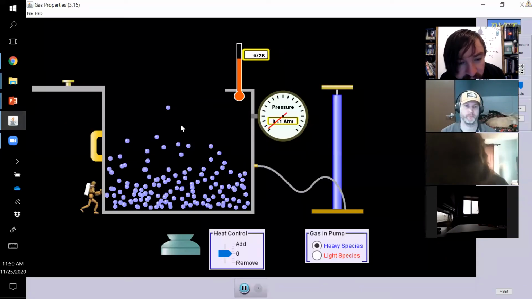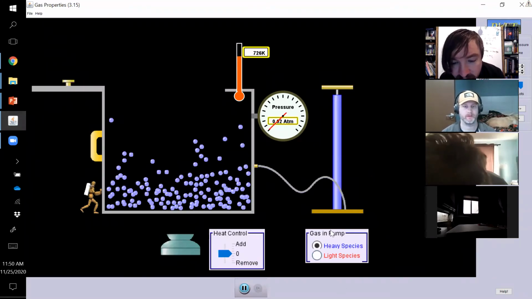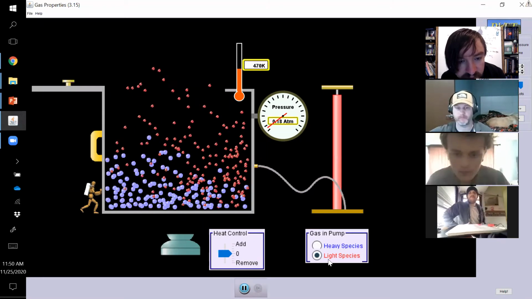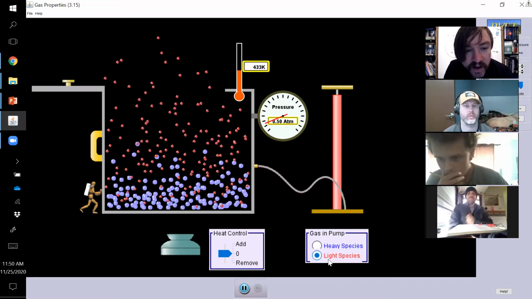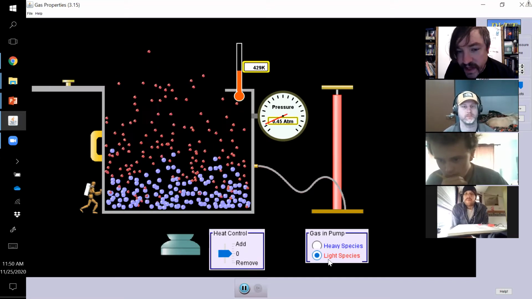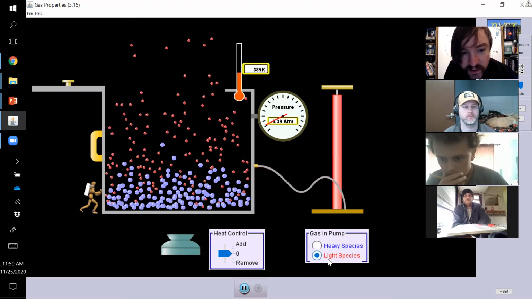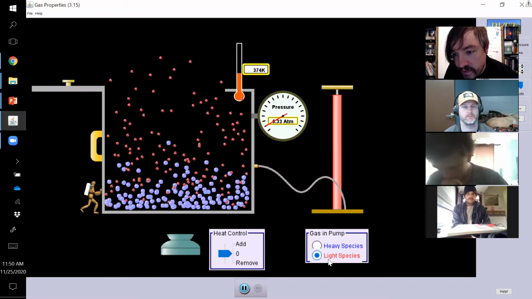Let's look at our model of an ideal gas again. Oh wow, some gas particles have boiled away. Let's add some light species, shall we? Cool, now you can see some particles kind of jumping out. Not every particle is traveling at the same speed. Some particles are traveling slow, some are traveling fast, and some are traveling in the middle.